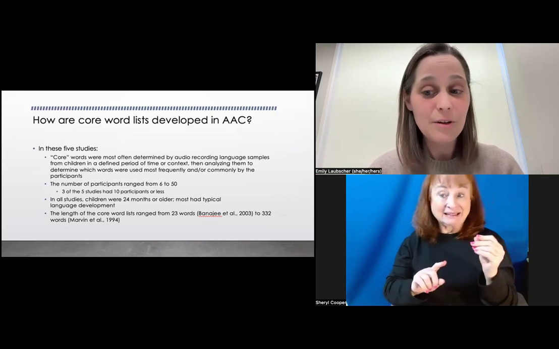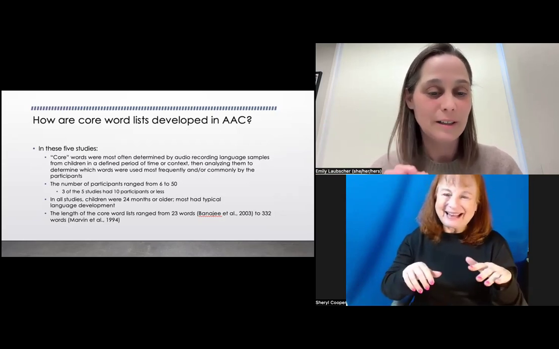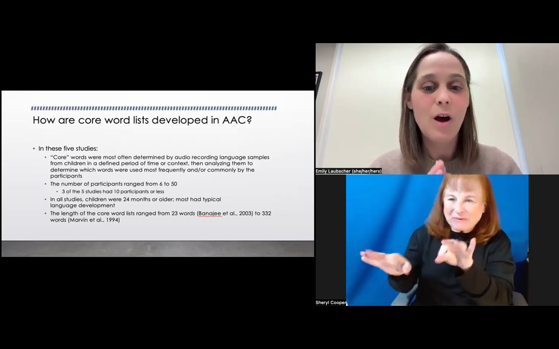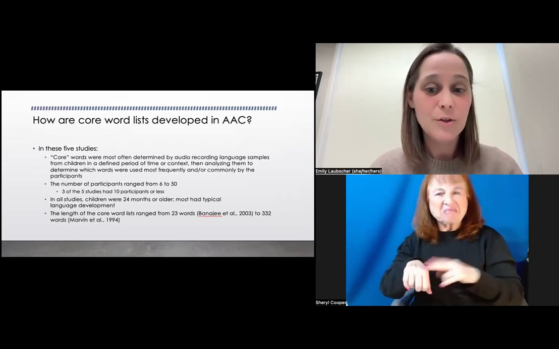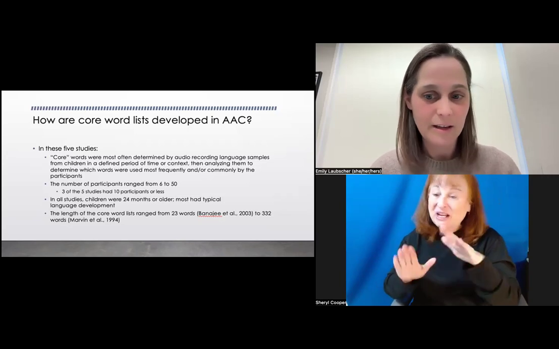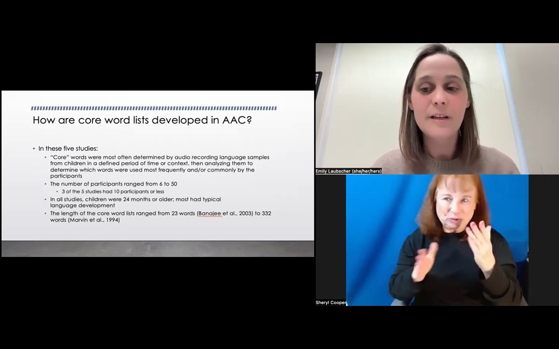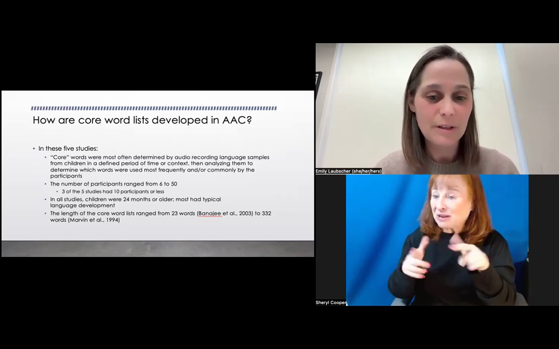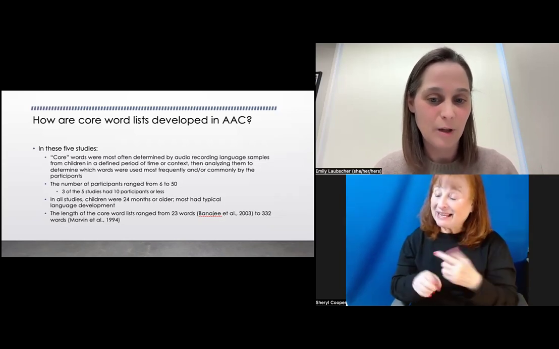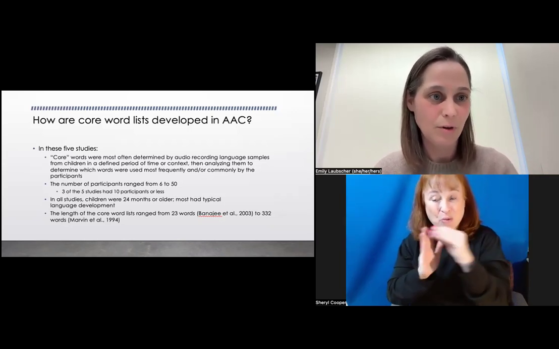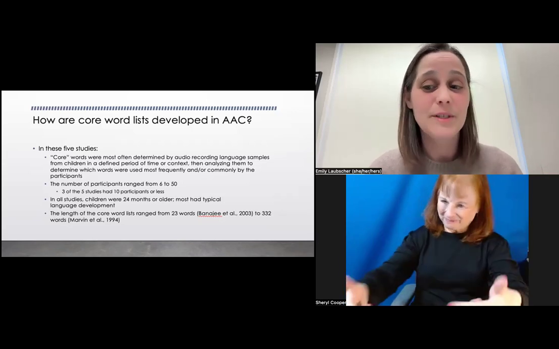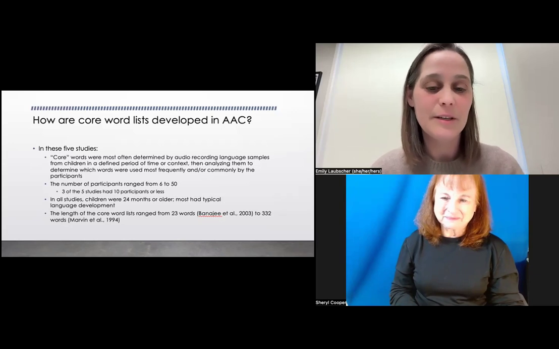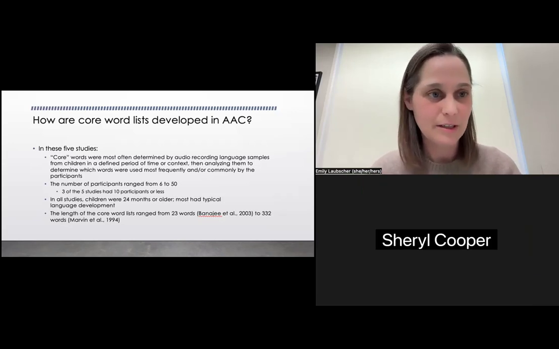And the children from whom the language samples were collected in these studies all had typical language development. So these children are not AAC users. These studies used language samples from typically developing children to develop core word lists to inform AAC intervention. The Friedogen and Moore study did include children with disabilities, but no language samples were collected from them.